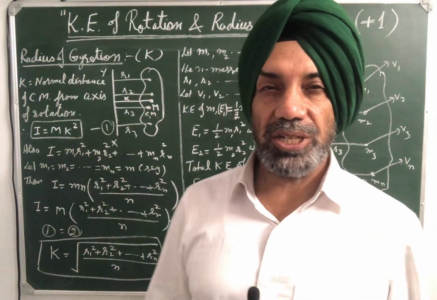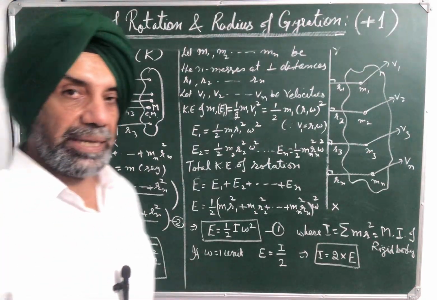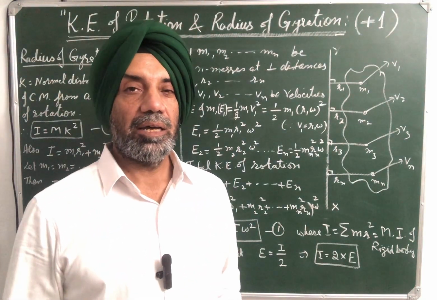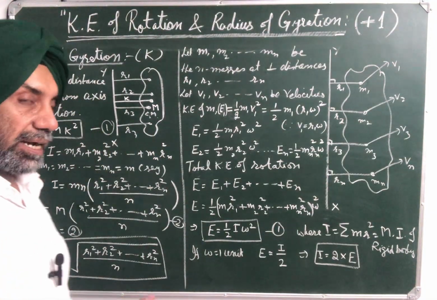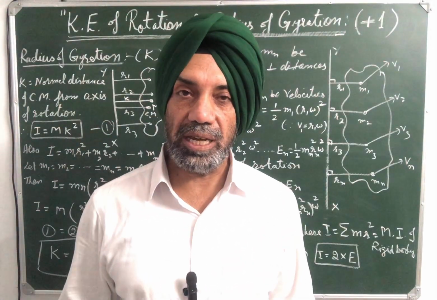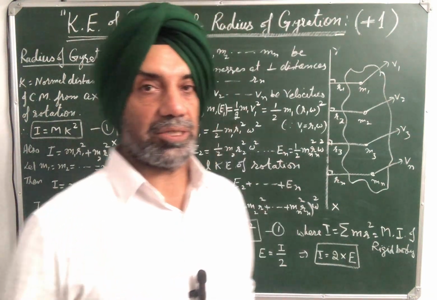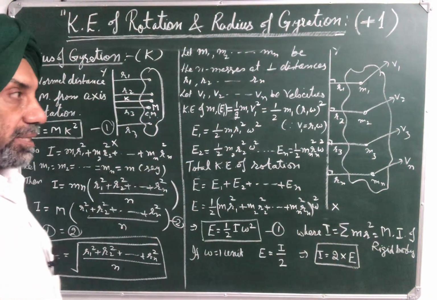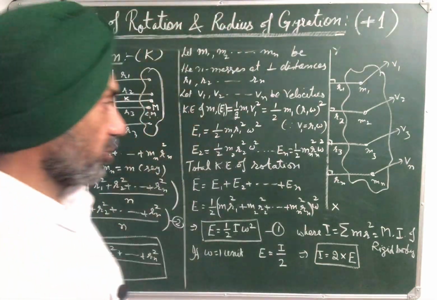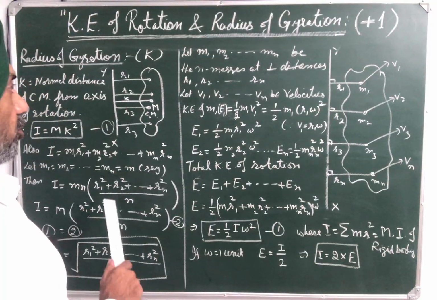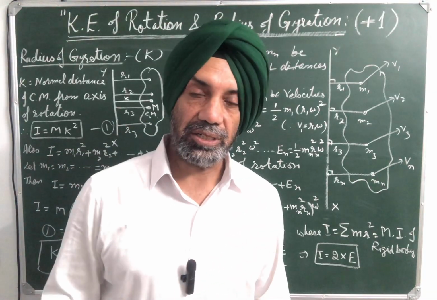It means radius of gyration is defined as the square root of the mean of the squares of the perpendicular distances of the individual particles. So radius of gyration is defined as the square root of the mean of the squares of the perpendicular distances of the individual particles from the axis of rotation. It means k has units of length, that is meter. So it is nothing but distance. So this is kinetic energy of rotation and radius of gyration.